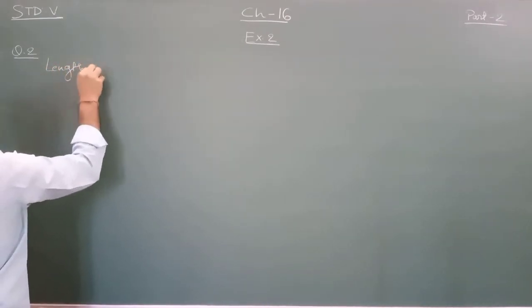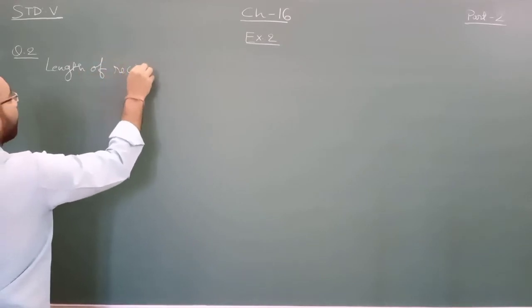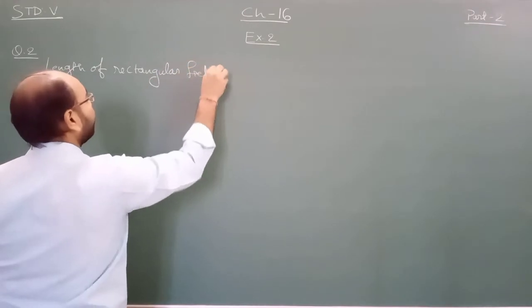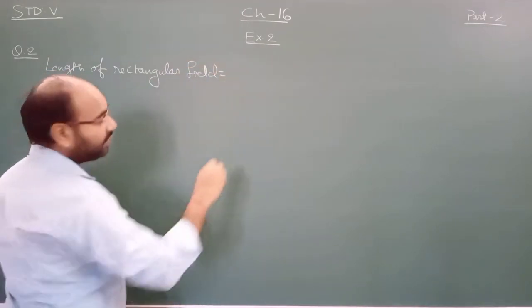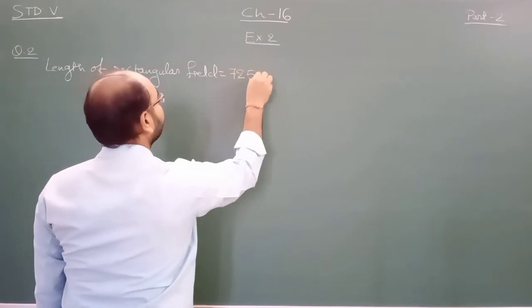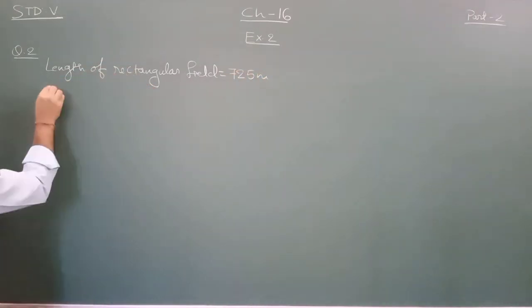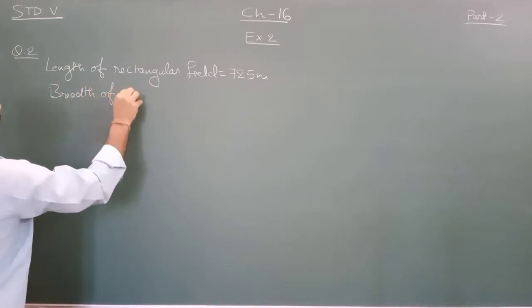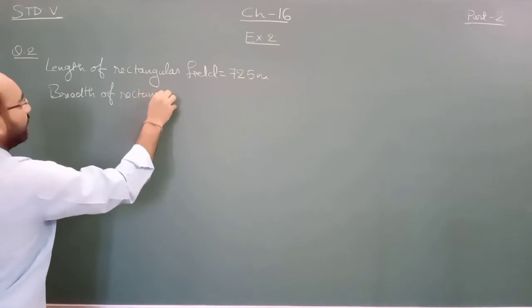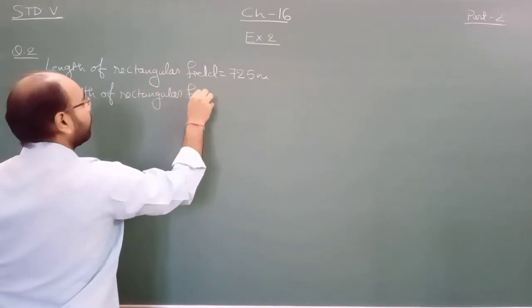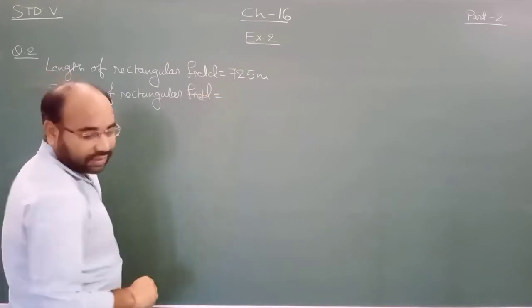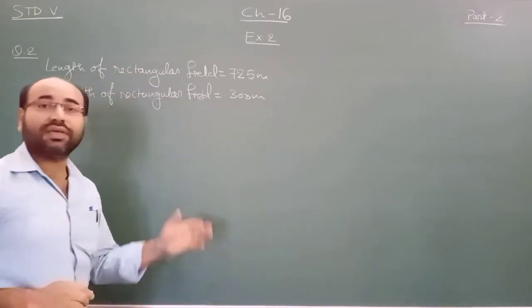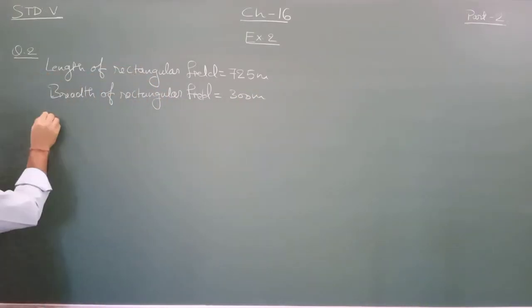The length of rectangular field is equal to 725 meter. Then breadth of rectangular field is equal to 300 meter. This is what is given in the question. Now we have to find out the perimeter.